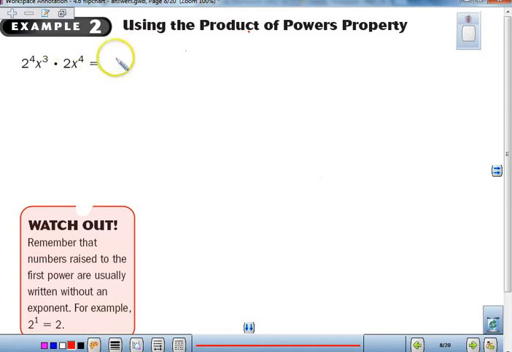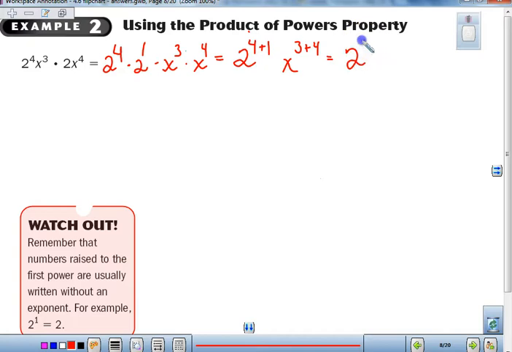So in this problem, since multiplication is commutative, we're going to rewrite the problem as 2 to the 4th times 2, and we're going to put that 1 in there for an exponent, times x to the 3rd times x to the 4th. So now as we multiply, we're going to use our exponent rules, which say since the base is the same, we both have 2, we can add our exponents, 4 plus 1. x is the same base. We're going to add our exponents of 3 plus 4. And our final answer will be 2 to the 5th and x to the 7th. And we're going to leave our answer in that form for example 2.